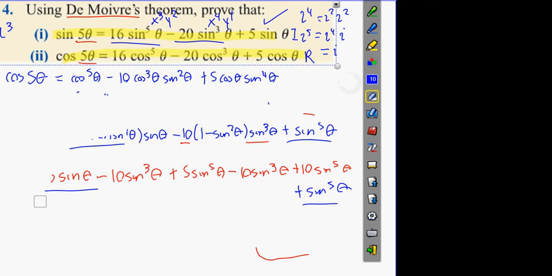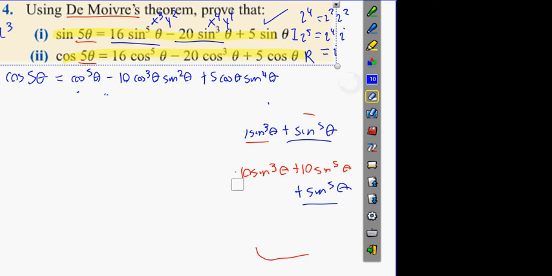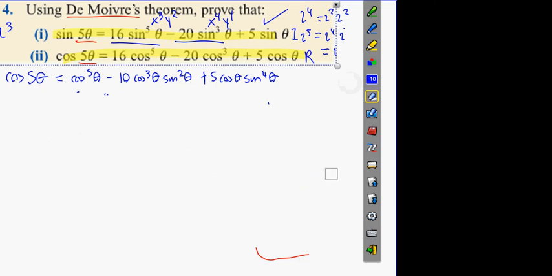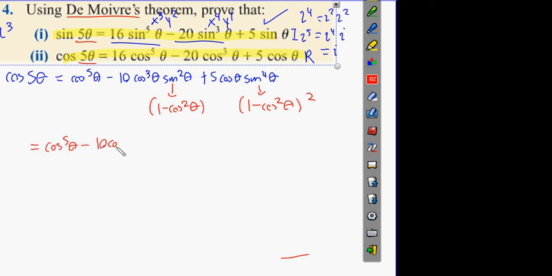Now, we're going to use exactly the same tricks we used last time, except this time around we're going to be replacing sine with cos. It's pretty much the same thing. We're going to replace sine squared theta with 1 minus cos squared theta. We're going to replace sine 4 theta with 1 minus cos squared theta to the power of 2. Same thing as last time. So we're going to get equals cos 5 theta minus 10. Sure, look, we might as well multiply it out straight away.